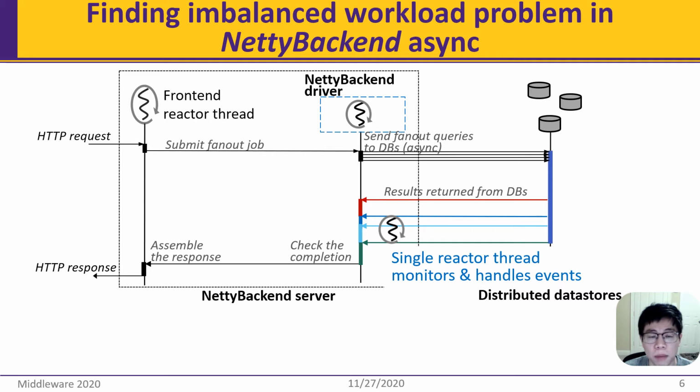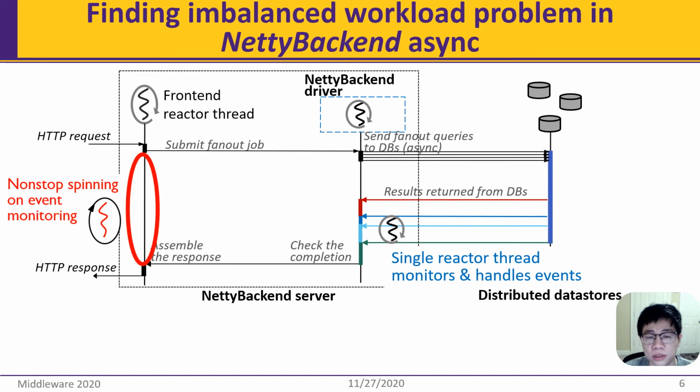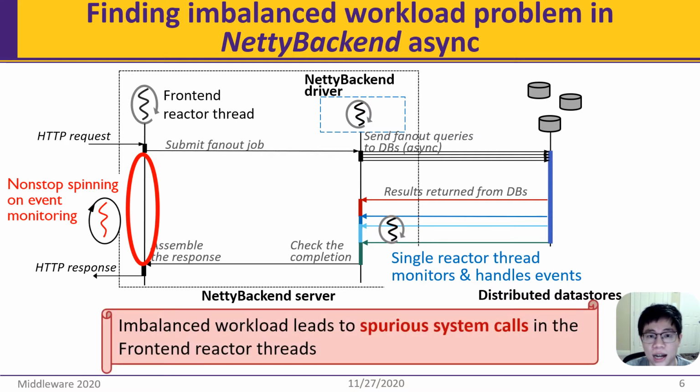First, the back-end reactor thread usually has heavier workload than the front-end due to the Fanout queries. And second, both front-end and back-end reactor threads continuously loop over two phases, even when there are no pending events. Such non-stop spinning on the event monitoring phase in the front-end reactor thread will lead to spurious system calls like select, which causes high CPU overhead and performance drop.